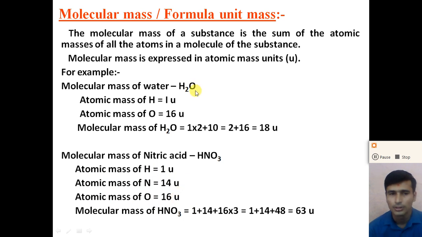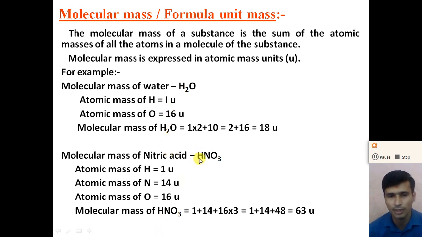So now the molecular mass of nitric acid is equal to the atomic mass of hydrogen plus the atomic mass of nitrogen plus 3 into the atomic mass of oxygen, because here 3 atoms of oxygen are present.